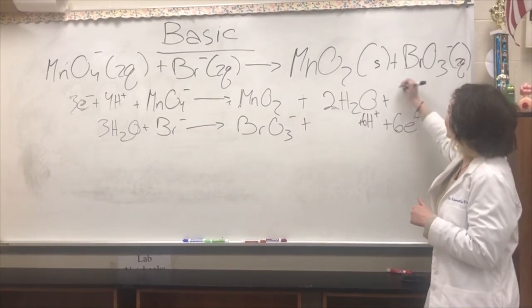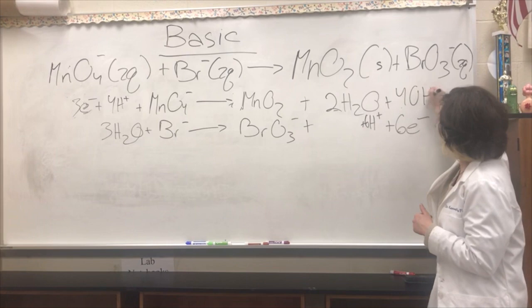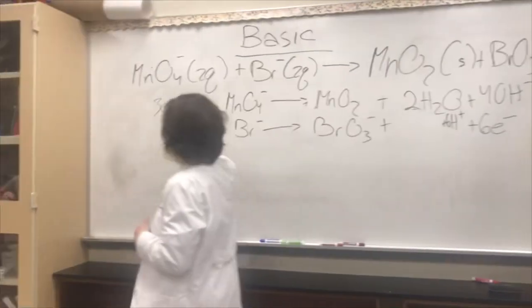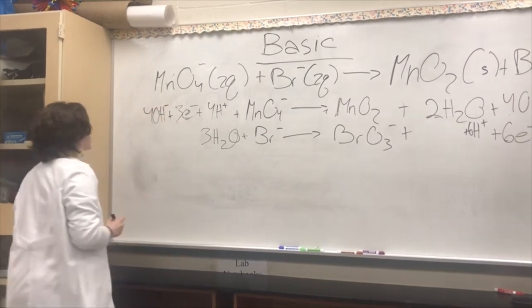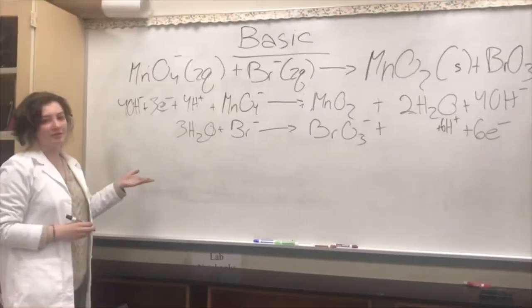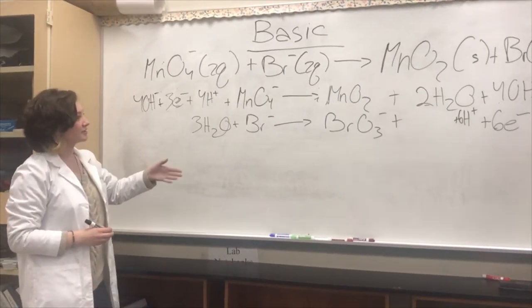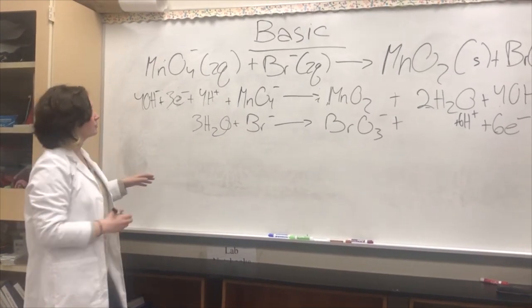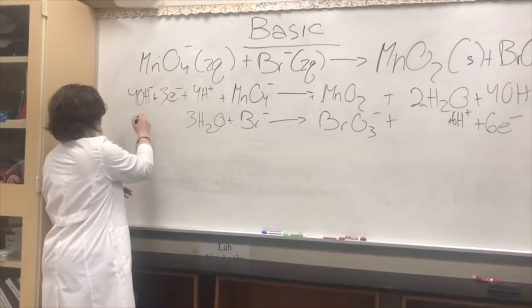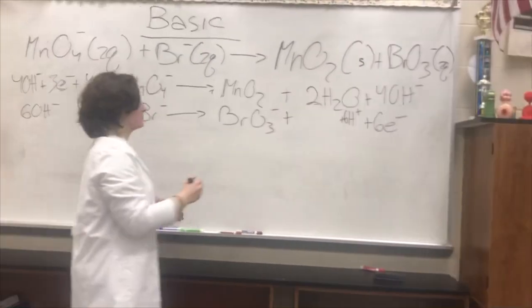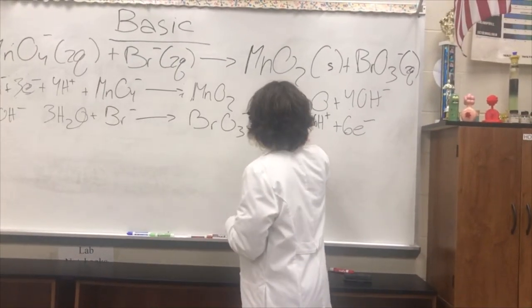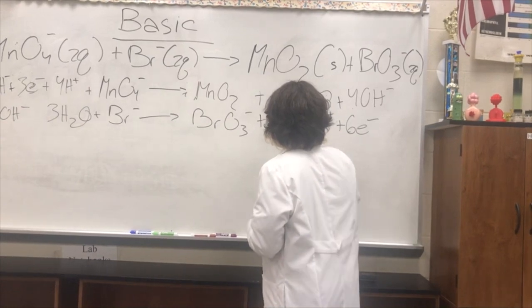I'm addressing that now. So in basic balancing of half reactions, you need to add hydroxides to both sides of the equation to neutralize the hydrogen. You add the same number of hydroxides as the number of hydrogen ions. That's why I have a 4 coefficient in front of the hydroxide ions. In the reduction, I'm putting a 6 coefficient because there are 6 hydrogen ions in the reduction half reaction.